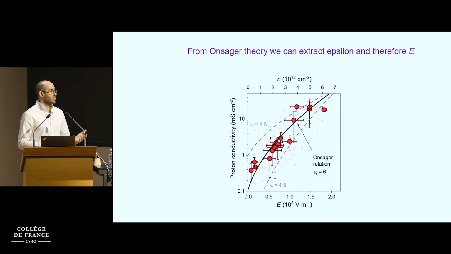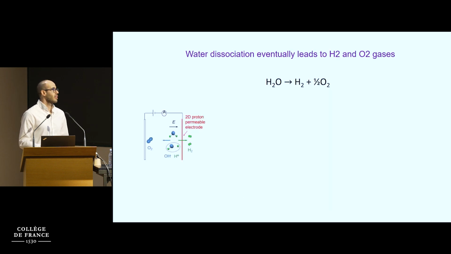With this fitting, you can now extract the interfacial electric field, and this gives you that it's on the order of 10 to the 8 volts per meter. So what we think we found, or have some evidence for, is that there is indeed a strong acceleration of this interfacial water dissociation with the electric field. Of course, if you're splitting water, eventually you will start generating hydrogen and oxygen.